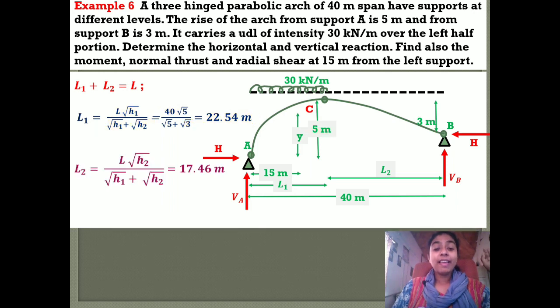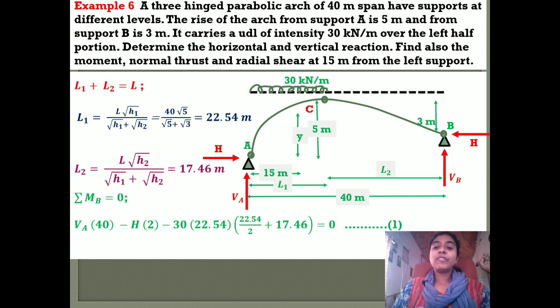Now L2 is equal to, we know the formula, L into root H2 divided by root H1 plus root H2. You can use this formula, or you can use L2 is equal to L minus L1. So that is 40 minus 22.54. We get L2 is equal to 17.46 meter.